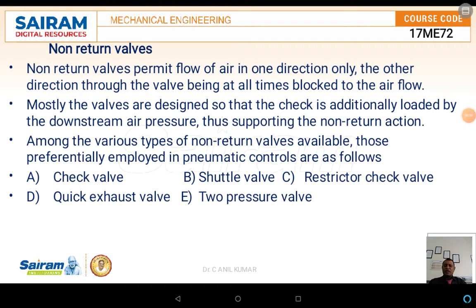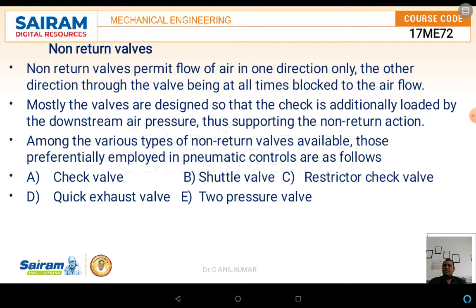Hello everyone. In this session we will try to discuss the non-return valve. As the name itself suggests, a non-return valve permits the flow of air or oil in only one direction. These types of valves may be a check valve, a shuttle valve, a restrictor check valve, a quick exhaust valve, or a two pressure valve.